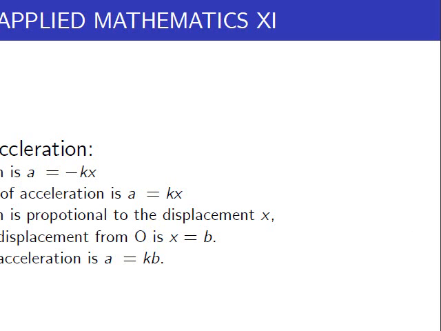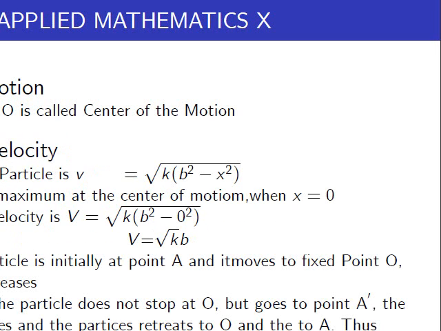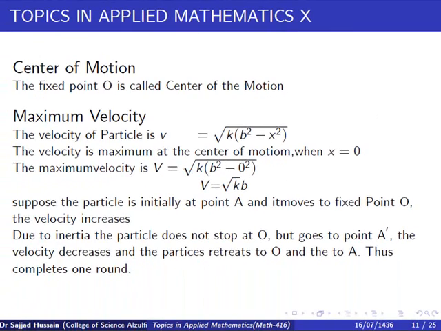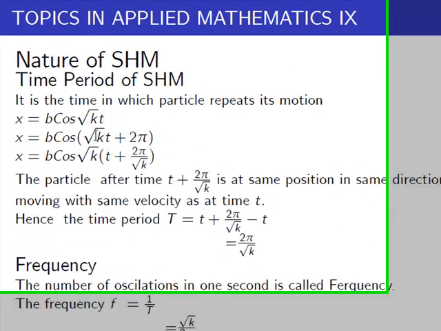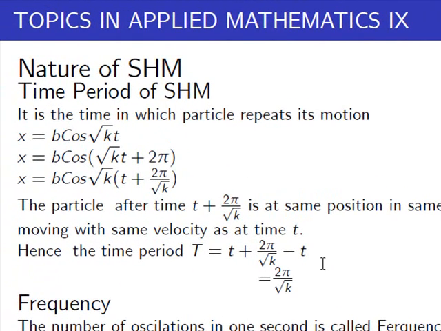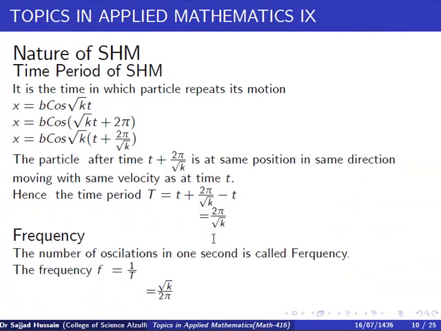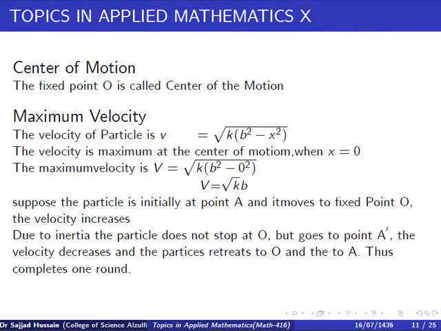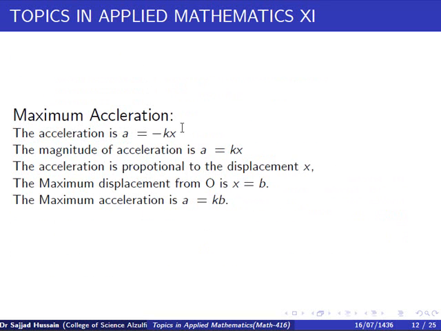So we must know these notions of simple harmonic motion. The time period of a particle performing simple harmonic motion is 2π/√k, the frequency is √k/2π, the center of motion is O, the maximum velocity is √k b, and the maximum acceleration is a = kb.